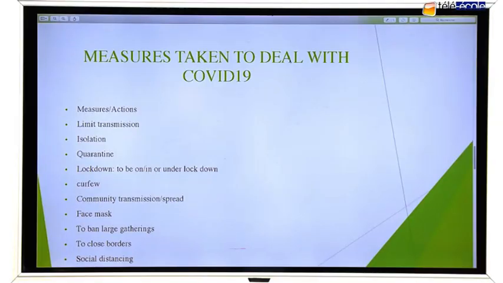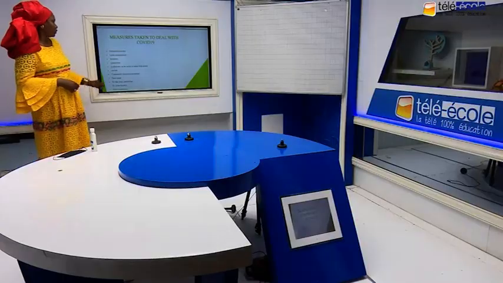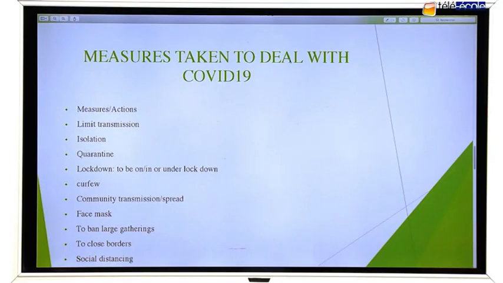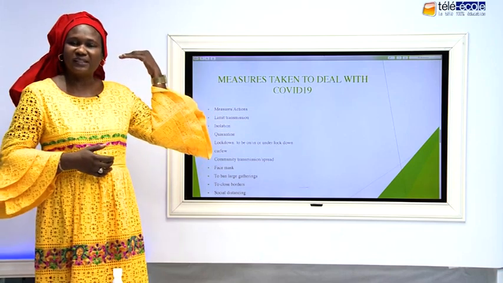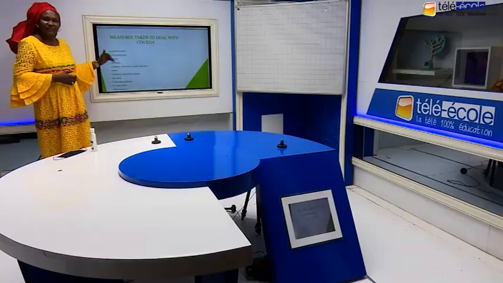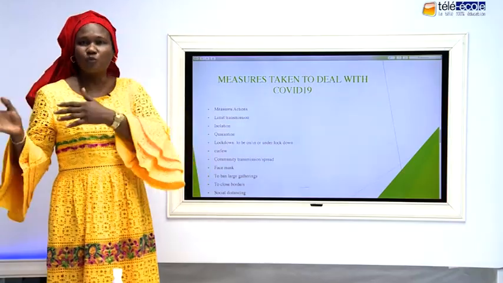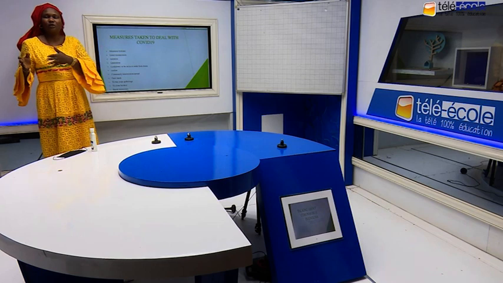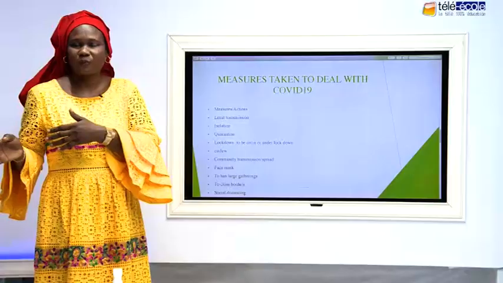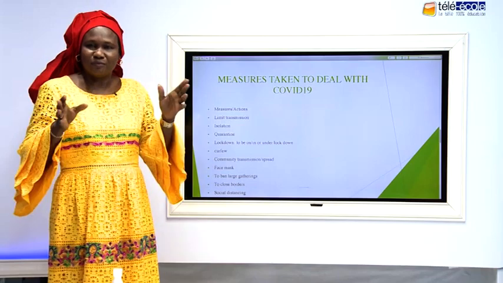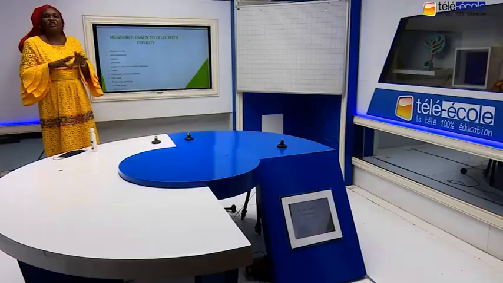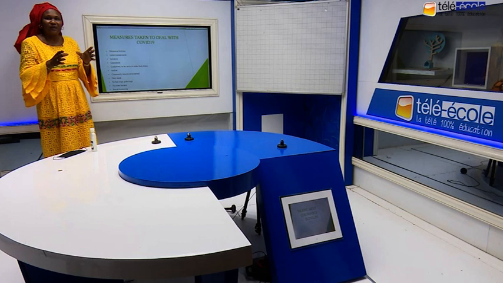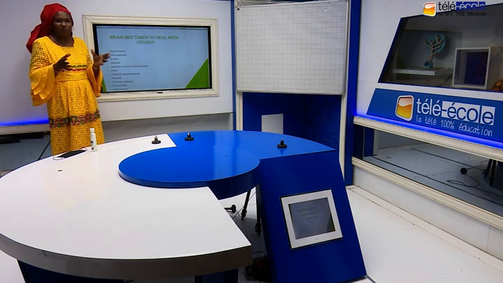Lockdown, and the expression is to be on lockdown. We can also say to be in lockdown or to be under lockdown. One month ago in Senegal, we were under lockdown. We couldn't move. People couldn't go to their offices. Some shops were shut. People were under lockdown or on lockdown.